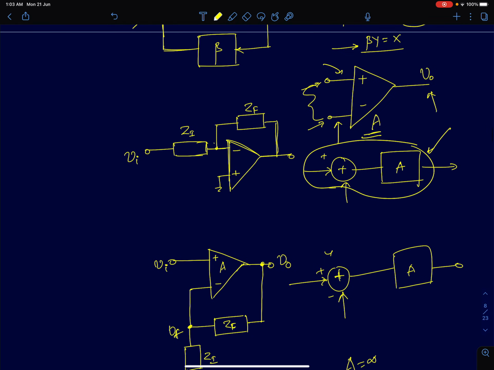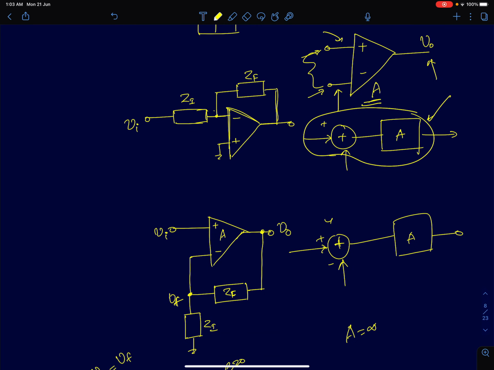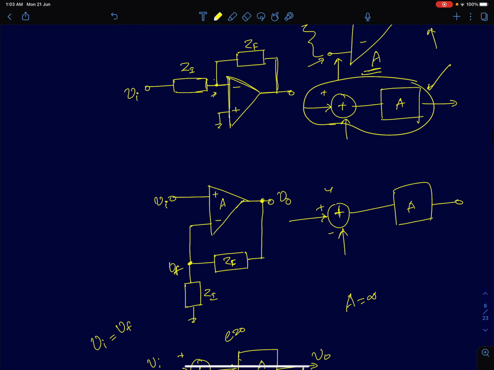The two popularly used Opamp configurations are the inverting configuration shown here, where the input signal is applied at the inverting or the negative terminal of the Opamp, and the other configuration here, called the non-inverting configuration, where the input signal is applied at the non-inverting or the positive input terminal of the Opamp. Now mind you, in both these amplifier topologies, the feedback is negative. The only difference is where you apply the input.